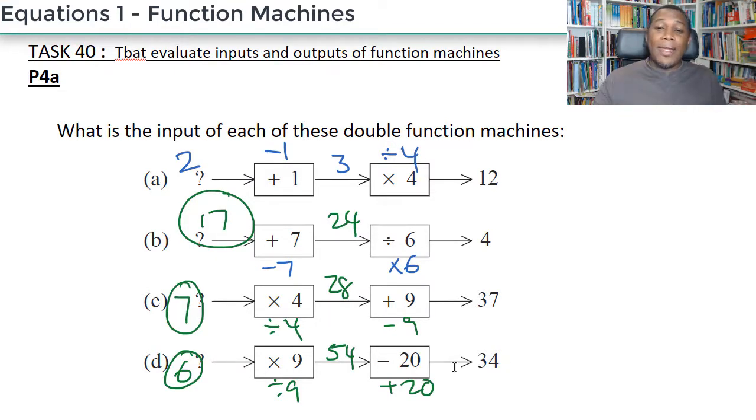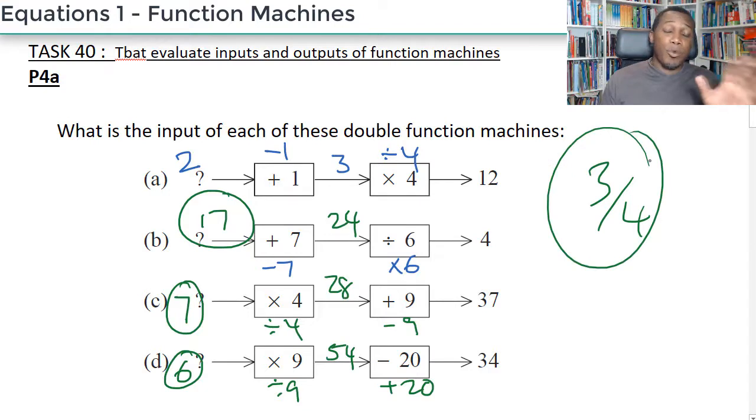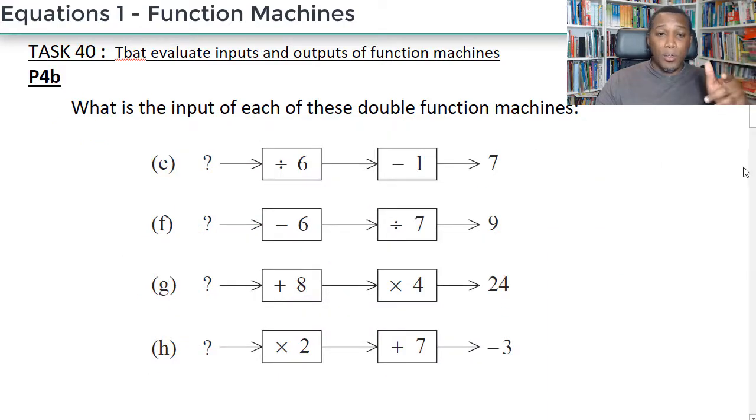Now, if you got at least 3 right, 3 out of 4 or more, then don't worry about doing B. You're going to move on to the next bit. If you did not get at least 3 right, then I want you to do these. These are only for people who didn't get 3 right. Pause and do these.